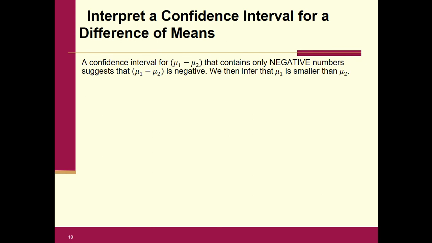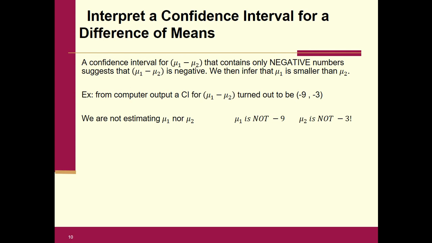So a confidence interval for mu1 minus mu2 that contains only negative numbers suggests that mu1 minus mu2 is negative. We then infer that mu1 is smaller than mu2, or if you will, mu2 is the larger number, however you want to think of it. All right. So we look at the computer output and we see that the confidence interval for mu1 minus mu2 turns out to be -9 to -3. All right. So hopefully we say, okay, I know that mu1 is not going to be -9 and mu2 is not going to be -3, right?